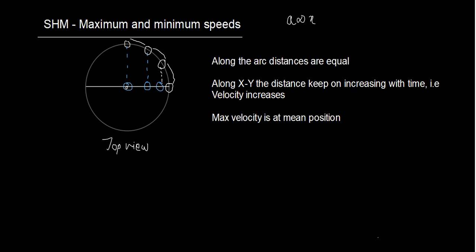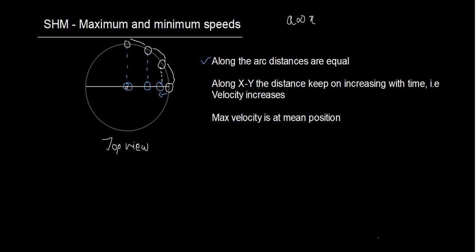As we go along from the right to the left, we can see that the distance of the ball keeps on increasing as we go towards the center, but the displacements along the circular arc are equal. Now why does that happen? If you want to write down the statement for that, the first thing we observe is that along the arc, distances are equal. Along x and y, the distance keeps on increasing with time. That is, the velocity increases.